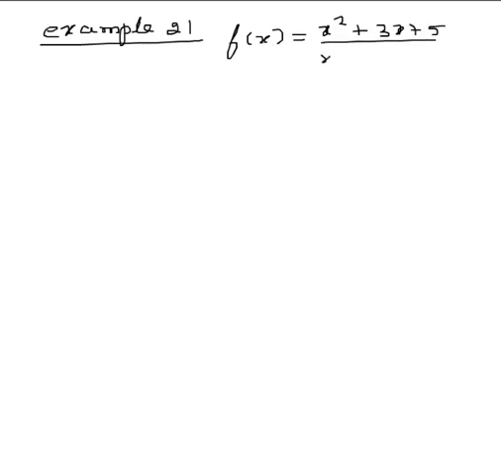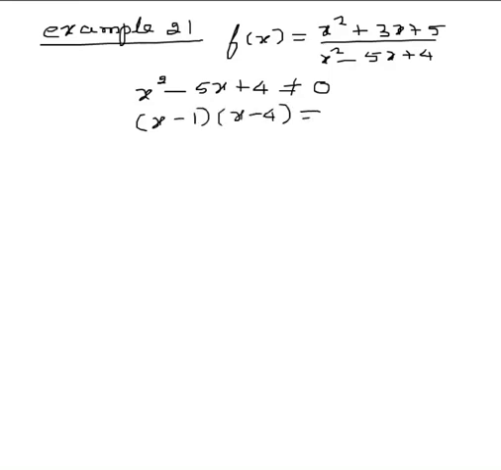Example 20 is same as 8th question of miscellaneous exercise. So try by yourself. Now let us do example 21. Find the domain of the function f of x is equal to x square plus 3x plus 5 divided by x square minus 5x plus 4. So we had similar question in the miscellaneous exercise, question number 3. Okay, we have x term in the denominator. We know that the denominator should not become 0. So not equal to 0. Let us factorize. We get x minus 1 into x minus 4, not equal to 0. So x cannot take the values 1 or 4. Therefore, the domain of this function is x can take any real value other than 1 and 4.